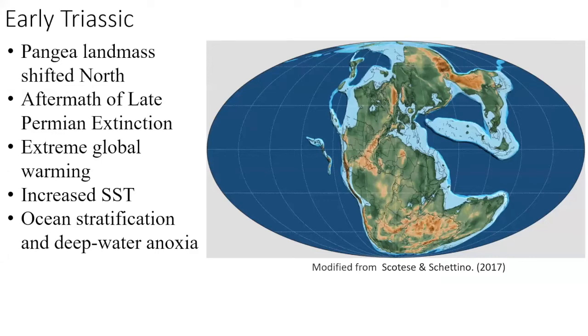Moving on from the late Permian mass extinction, we move into the early Triassic. At this point, obviously, we are dealing now with the aftermath of the late Permian extinction. Pangea as a whole has shifted northwards. We no longer have the massive continental ice sheet over the South Pole, as we now have a transition into more extreme global warming with increased surface sea temperatures and, again, ocean stratification and deep water anoxia.